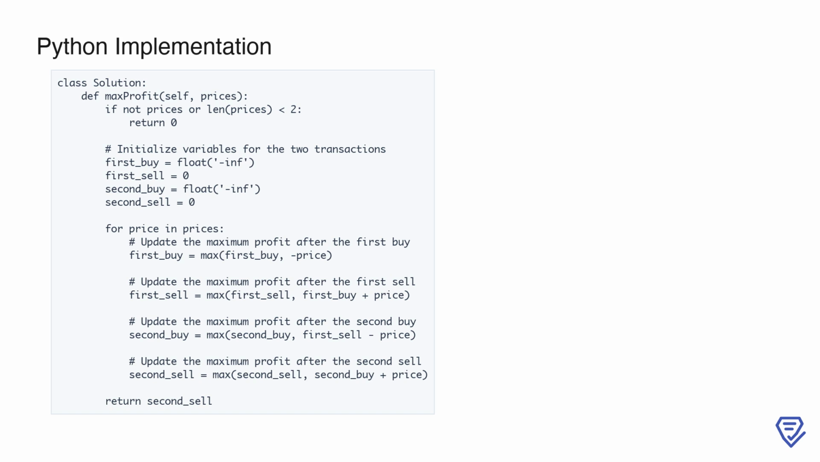Second_sell, this tracks the maximum profit after the second sell. We calculate it as the maximum of its current value and second_buy plus price, selling the stock for the second transaction. 3. Return the result. After iterating through all prices, the value of second_sell represents the maximum profit achievable with at most 2 transactions. The algorithm runs in O(n) time complexity, where n is the length of the prices array, as we iterate through the array once. The space complexity is O(1), since we use only a constant amount of extra space. This makes the solution highly efficient and suitable for large input sizes.